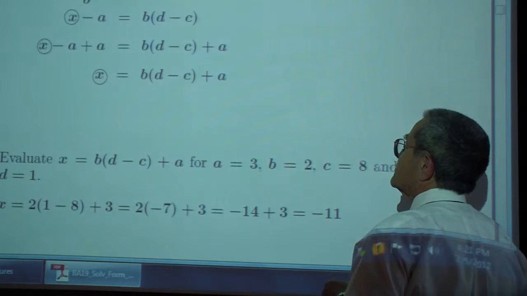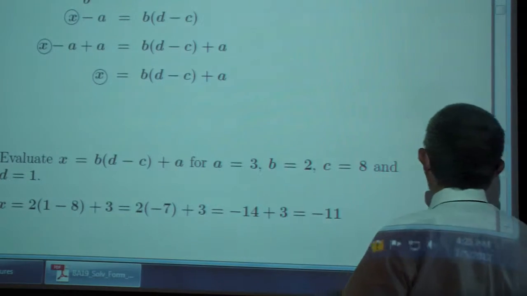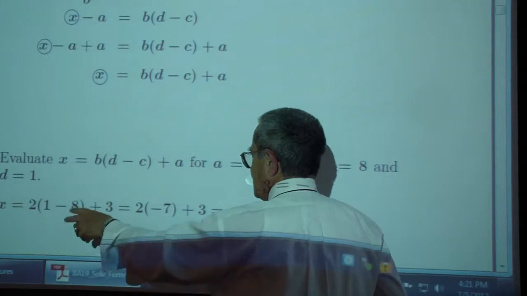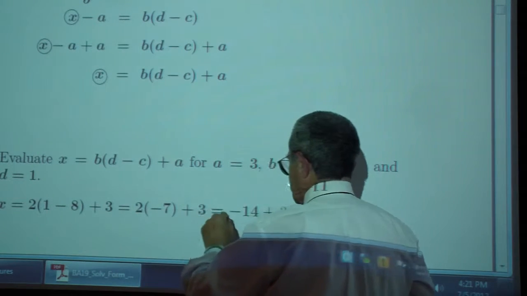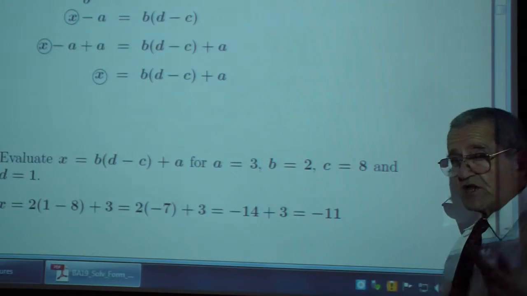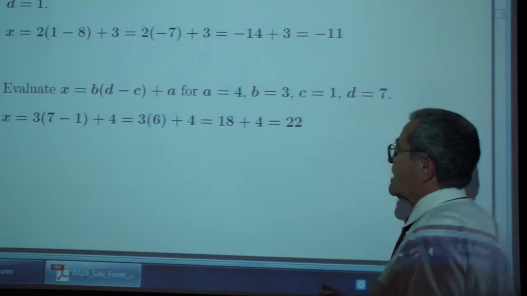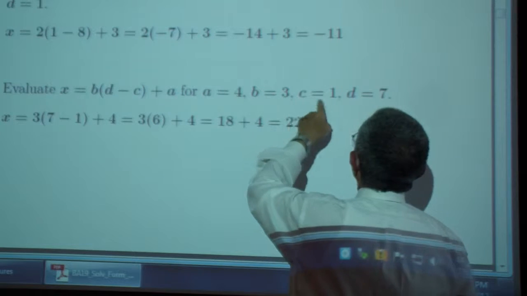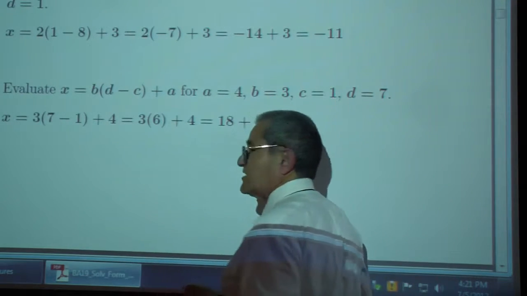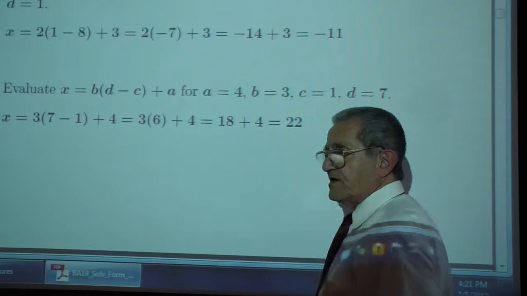Let a be 3, b is 2, c is 8, and d is 1. Our answer is 2 times 1 minus 8 plus 3, 2 times negative 7, which is negative 14 plus 3, or negative 11, just like what we came out with before. Another example. a is 4, b is 3, c is 1, d is 7. x is 3 times 7 minus 1 plus 4, which is 18 plus 4, or 22.